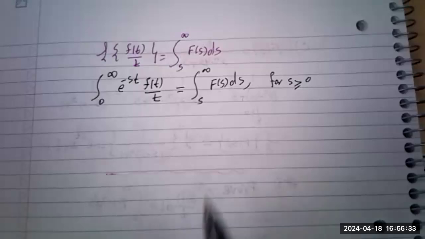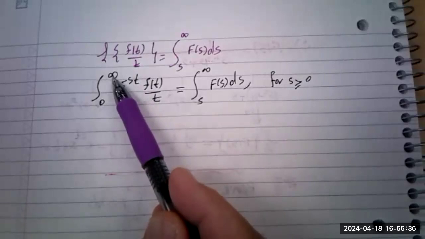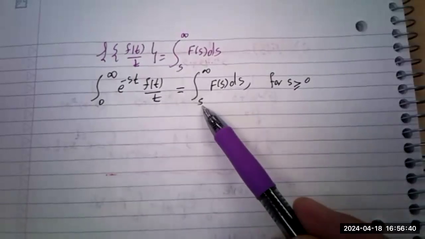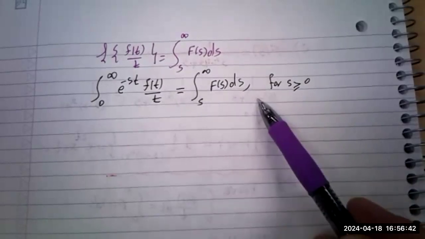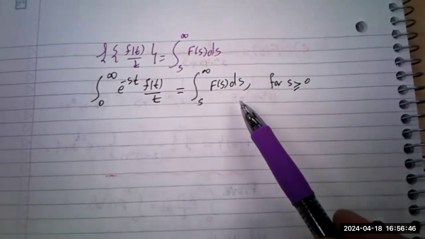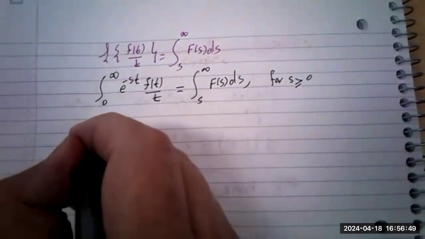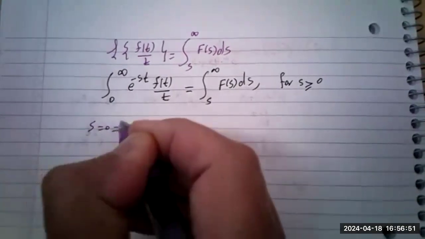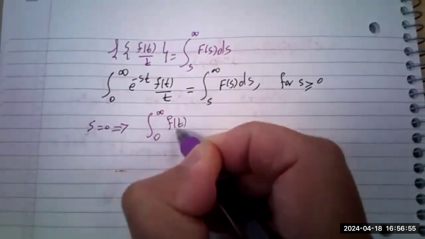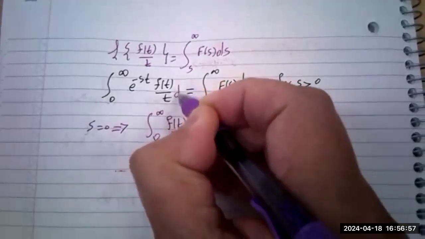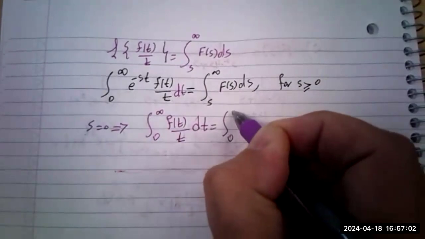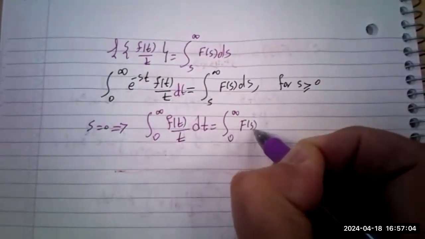So what we want to prove is the integral from 0 to infinity of f of t over t equals the integral from 0 to infinity of F of s ds. Let's make s 0. Excellent. Make s 0, because it's true for all s. S equal to 0: the integral from 0 to infinity of f of t over t, of course there was a dt, is equal to the integral from 0 to infinity of F of s ds.